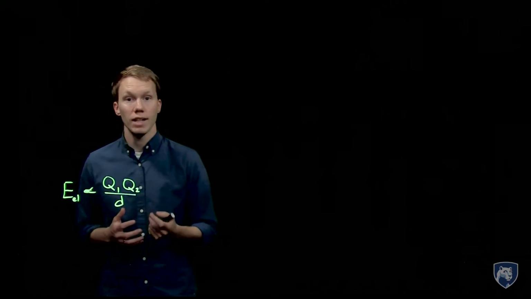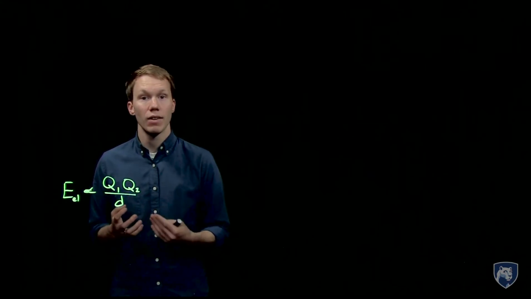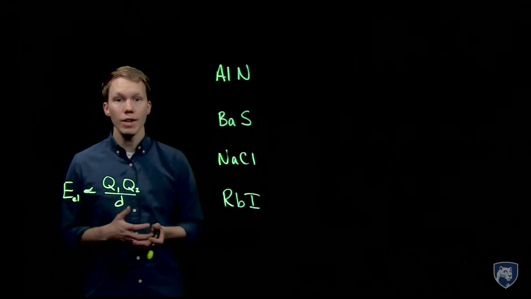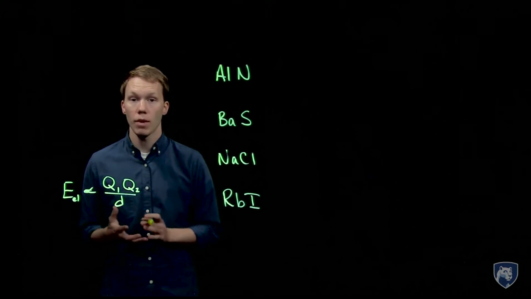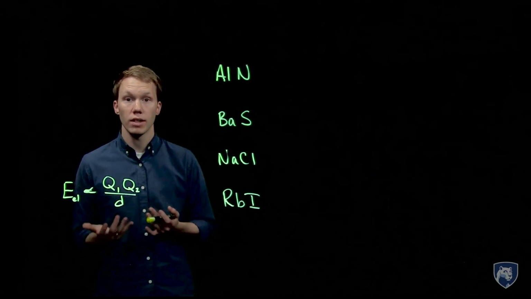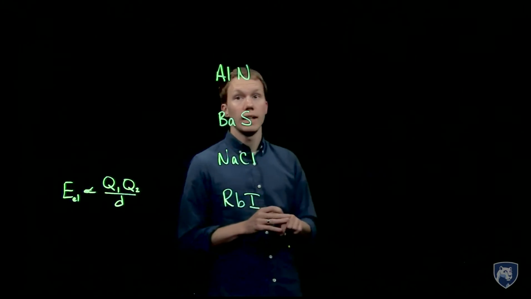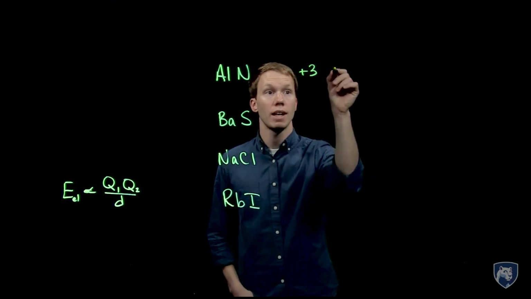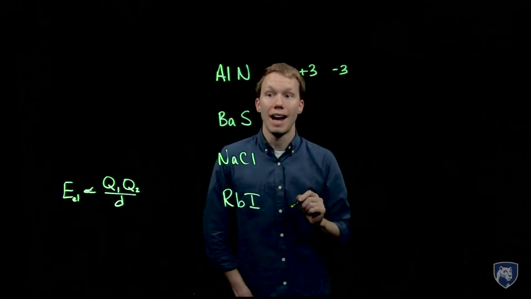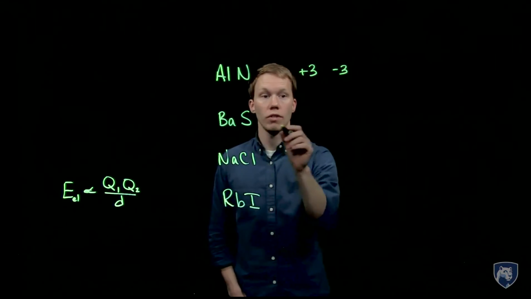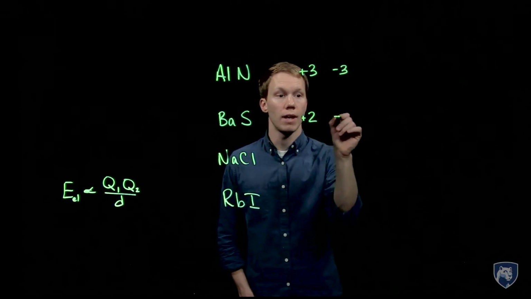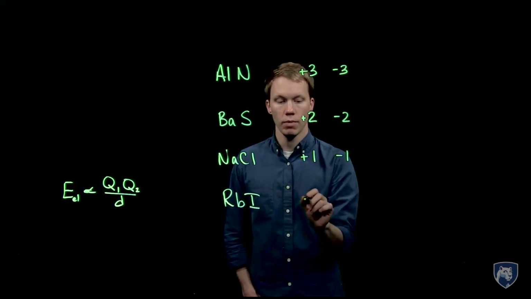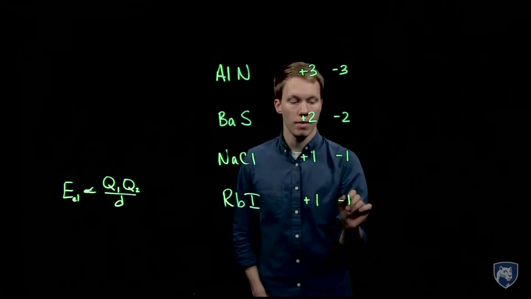Why don't you try thinking about the charge and distance and rank these compounds according to their melting points. When we are evaluating a series of ionic compounds to determine their melting point, we need to first look at the charge. So in the aluminum nitride example, we have +3 and -3 ions. In barium sulfide, we have +2 and -2. In NaCl, +1, -1. In rubidium iodide, that's also +1 and -1.